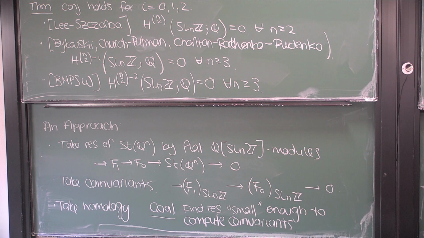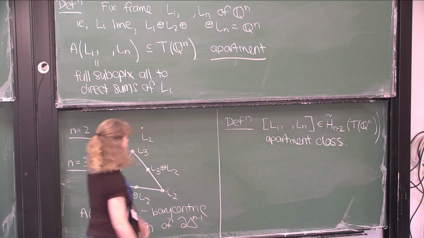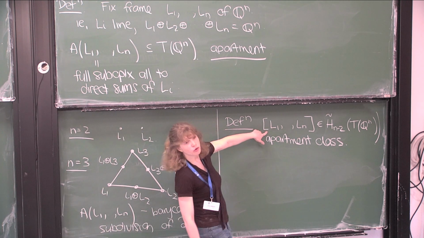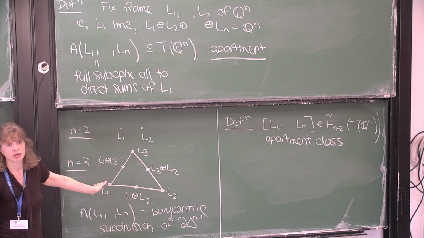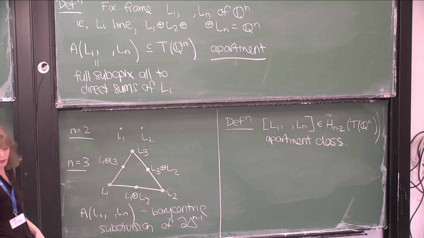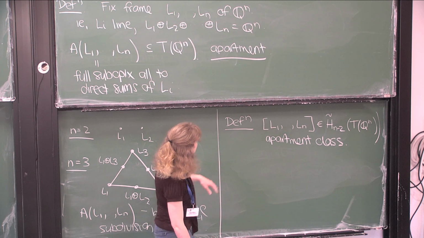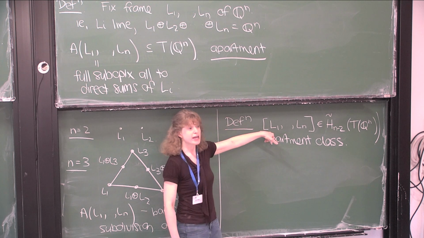Importantly, for each of these spheres, if I consider the image of its fundamental class under the inclusion, these give us homology classes. This associated homology class is called an apartment class. And if I fix an order on my lines, then that will determine an orientation on the sphere, and so signs will be well defined. Okay. And in this notation, the action of SLnZ is just acting diagonally on these lines.